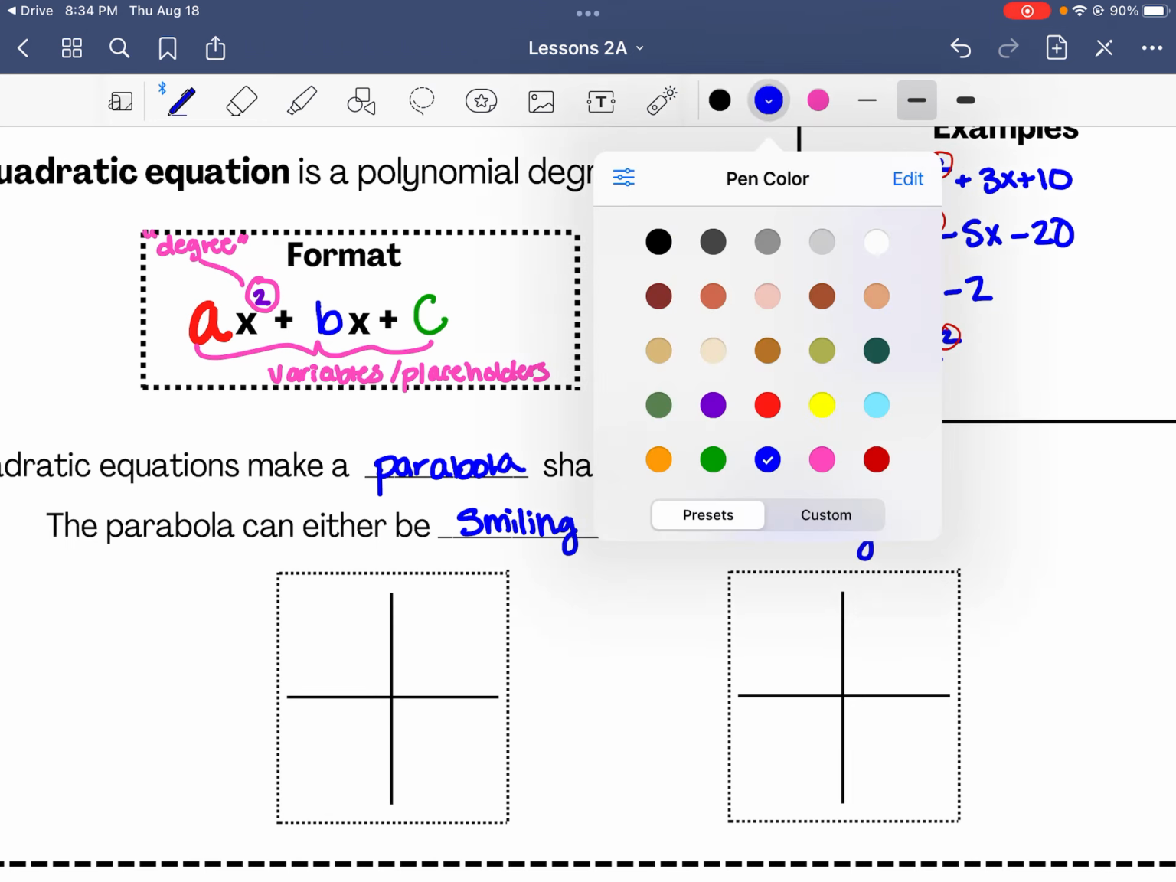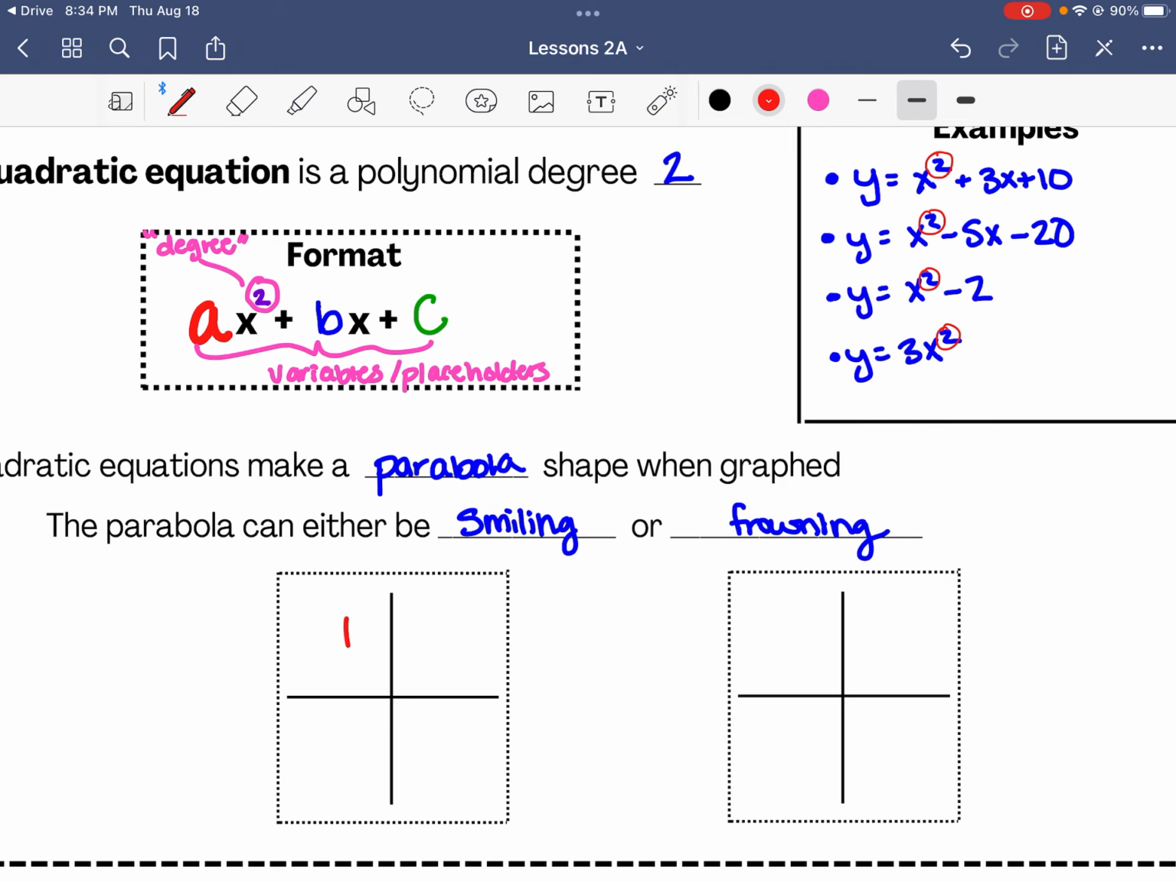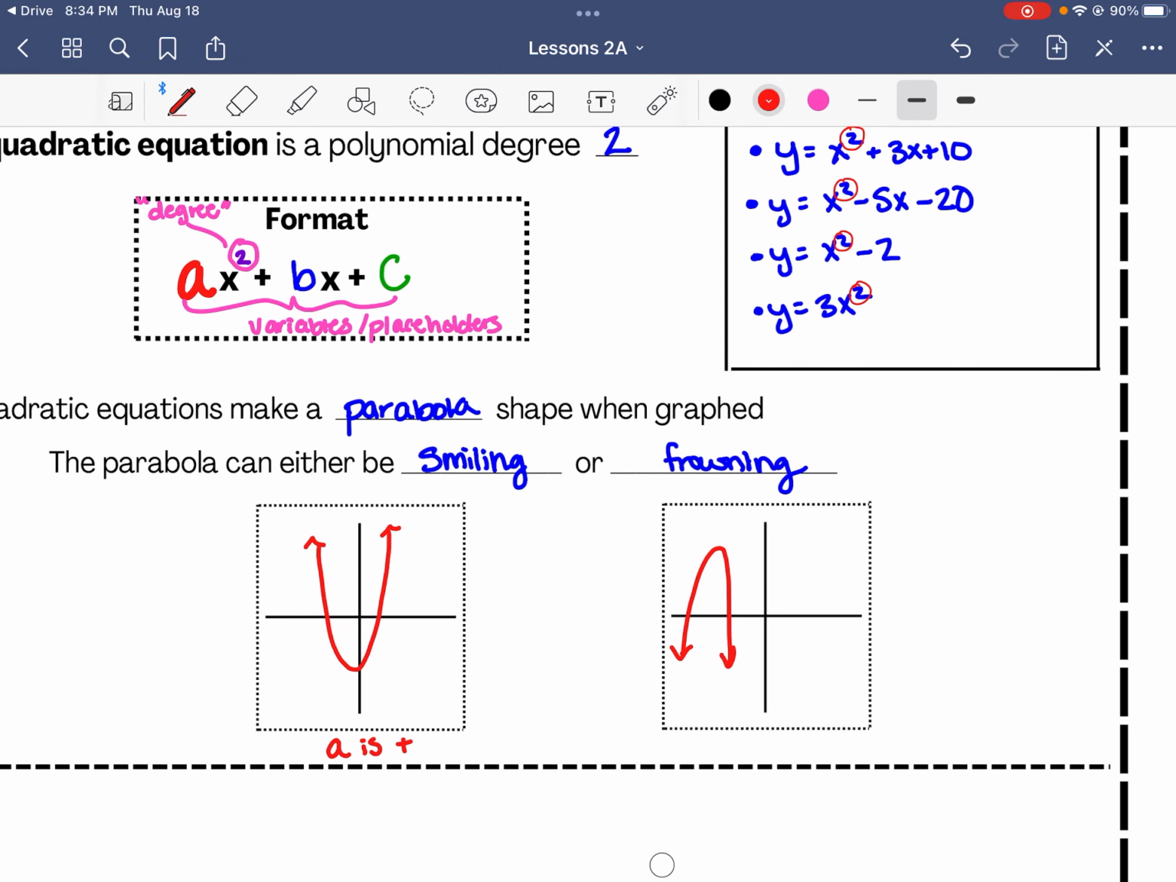So let's give you some examples. This is a parabola right here. It looks quite literally like a smile. So when this is smiling, that is because the very first placeholder variable is bigger than 1. So it could be 1, 2, 3, 4, 5, 6, 7, 8, 9, 10, as long as it's positive. So how about let's write that. A is positive. Or it can be upside down and look like it is frowning. And this happens when A is negative.